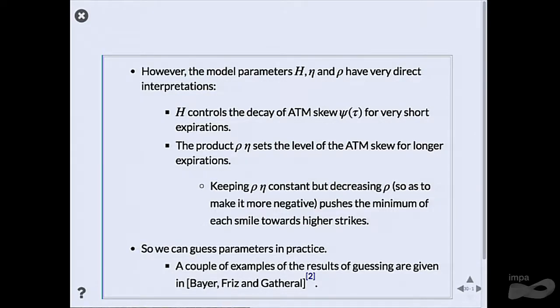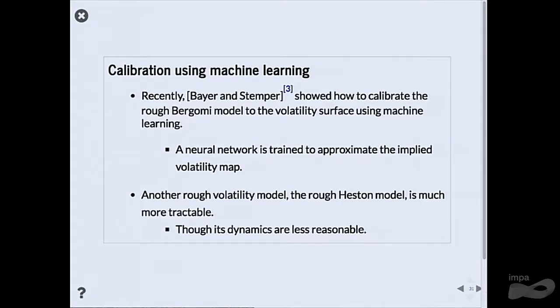And in fact, you can see in the picture from the paper how good that guess is, because I'm guaranteed we were not able to cheat. We were not able to calibrate. Our code was so slow. Recently, Christian Bayer and his student Benjamin Stemper showed how to calibrate the rough Bergomi model to the volatility surface using machine learning, so maybe there's some future in that.